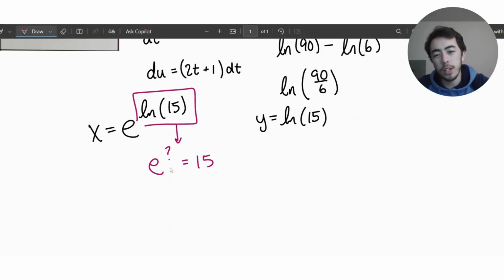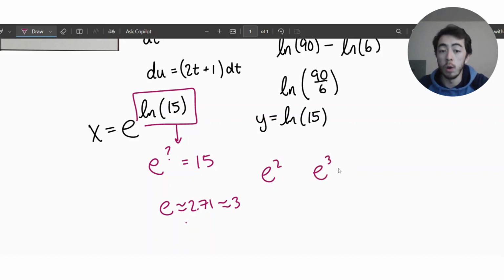And I'm not quite sure what this number is. I know that e is about 2.71. So rounding that to a 3, e squared is going to undershoot 15, and then e cubed is going to overshoot 15. So this value right here is somewhere between 2 and 3, but it doesn't actually really matter what it is.